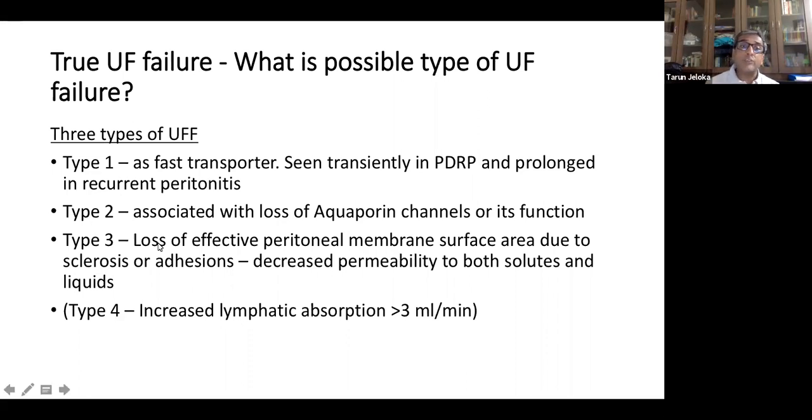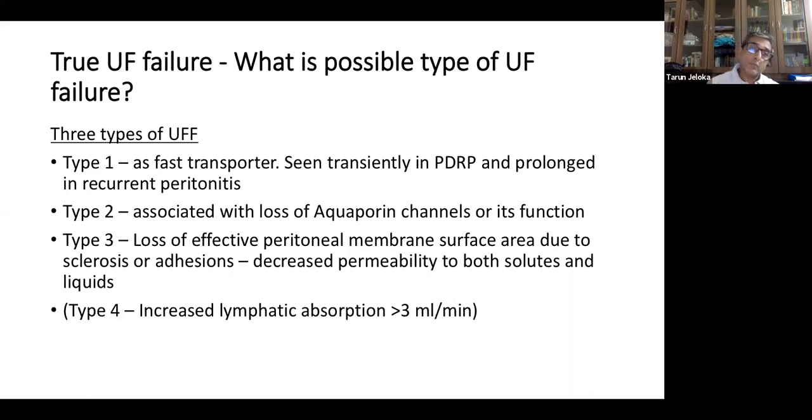Type 3 failure is loss of effective peritoneal membrane surface area due to sclerosis or adhesions. And this decreases permeability of both solutes and liquids. So there are differences between these two. Here it's liquid which is decreased. Here both solute and liquids, because the entire peritoneal membrane is probably scarred, sclerosed, or there are adhesions, and that may be because of recurrent peritonitis. So these are type 1, 2, and 3. Type 1 behaves as a fast transporter, you see in peritonitis. Type 2, aquaporin channels. Type 3, peritoneal membrane surface is gone.